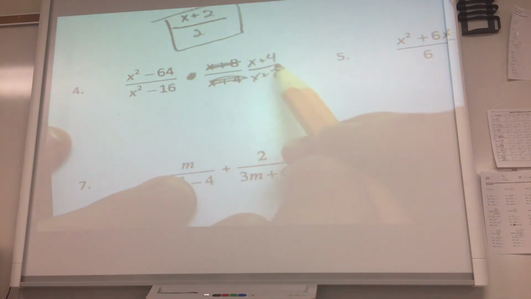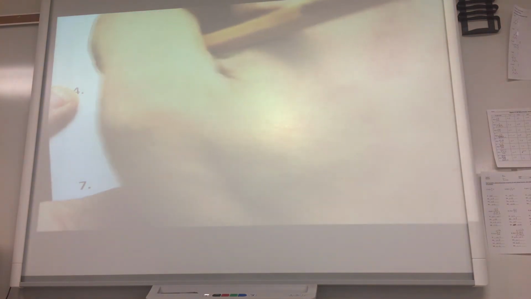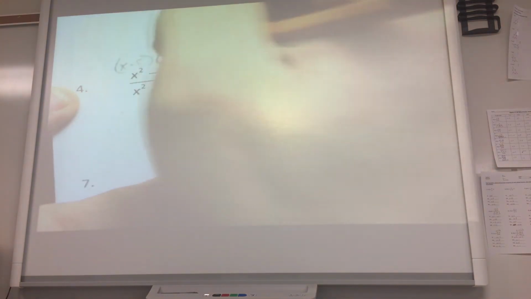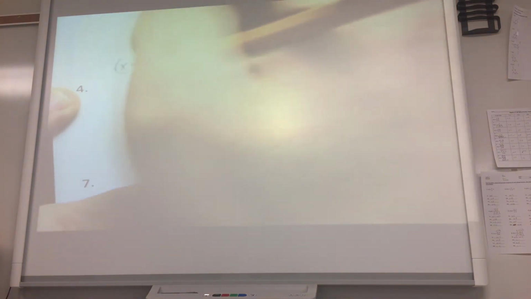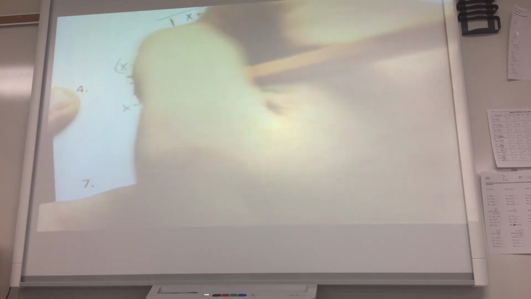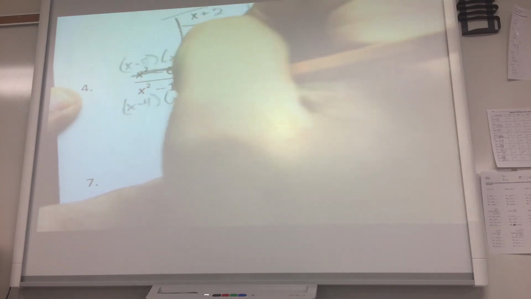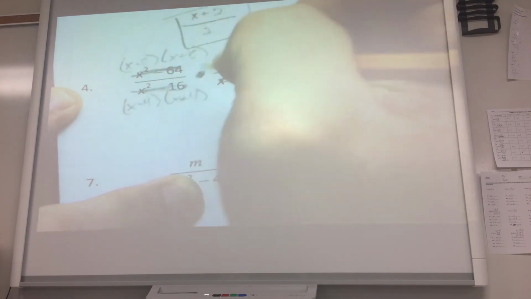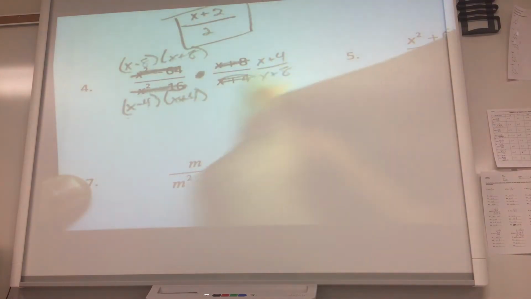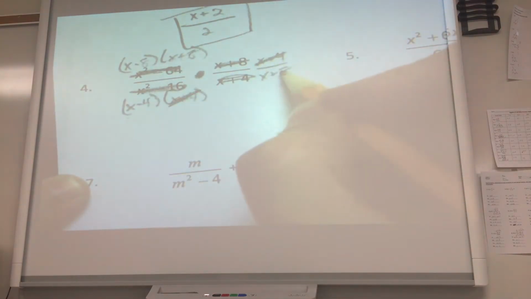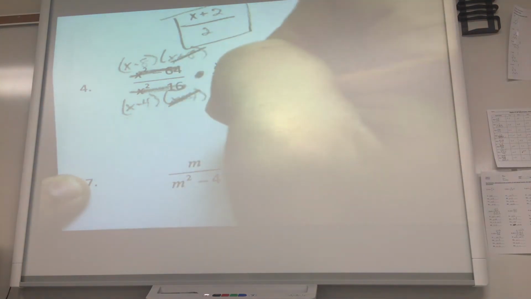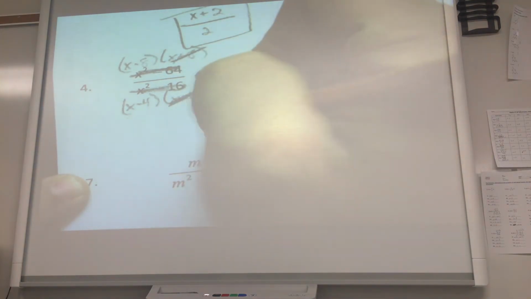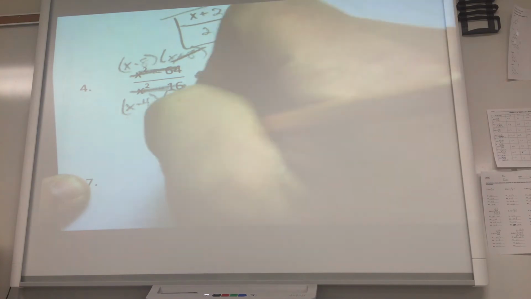Next one. I've already flipped this. It was division, so I flipped it. Factor everything out, so x minus 8, x plus 8, difference of squares. Difference of squares again down here, x minus 4, x plus 4. Okay, so cancel things out. X plus 4 with x plus 4, x plus 8 with x plus 8. I end with x minus 8 up top and x minus 4 on the bottom.